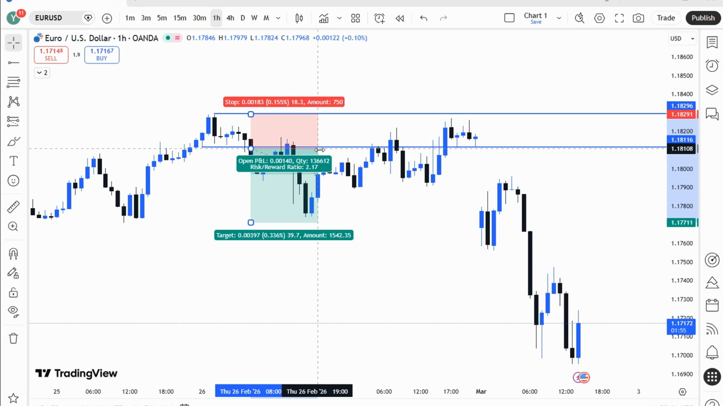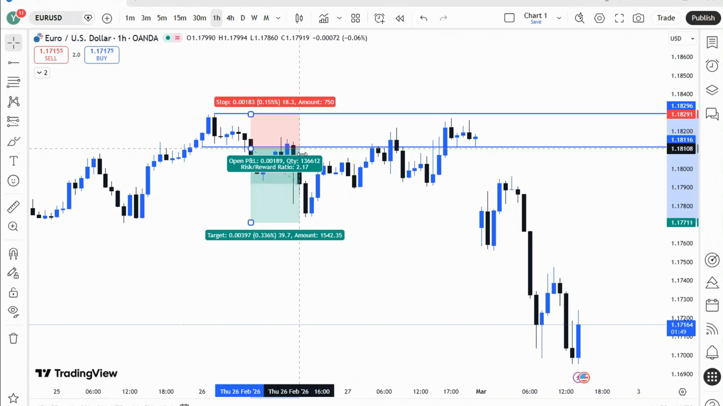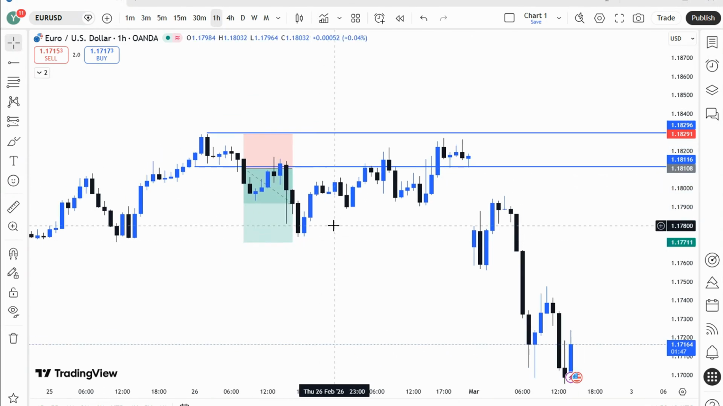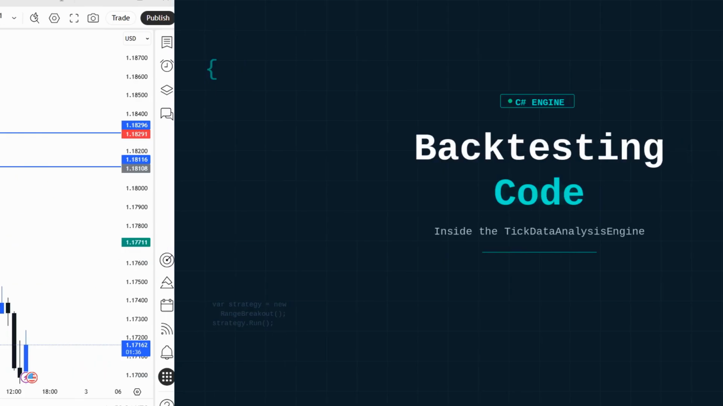Exit happens one of two ways. Either you get stopped out or the position is closed at 4 p.m. UTC, which is here, which is the end of the London session. Stop loss is always placed at the opposite end of the range. So if we go short after a break below the low, the stop sits at the session high.